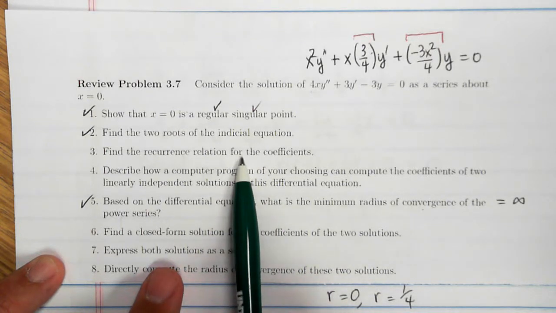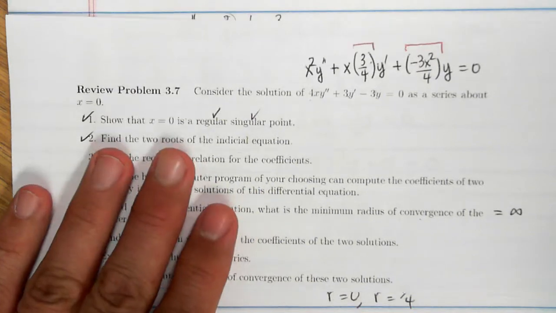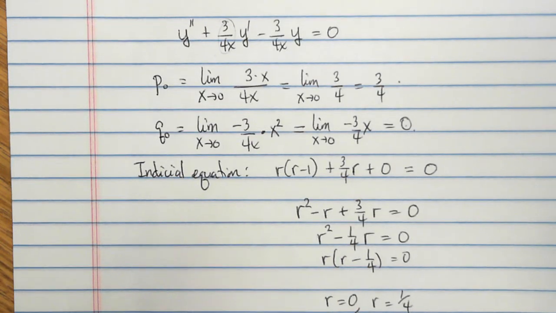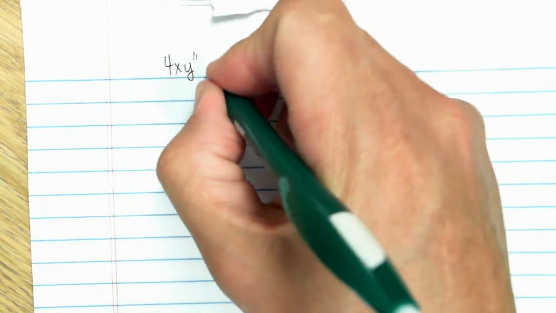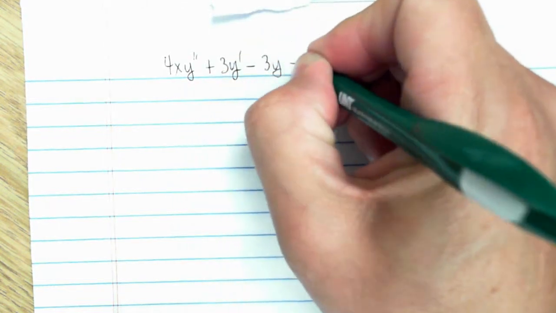Okay, now the hard work. Let's now take a look at the recurrence relationship for the coefficients. To find the recurrence relationship for the coefficients, let's start with a fresh sheet of paper. So 4xy double prime plus 3y prime minus 3y equals 0.